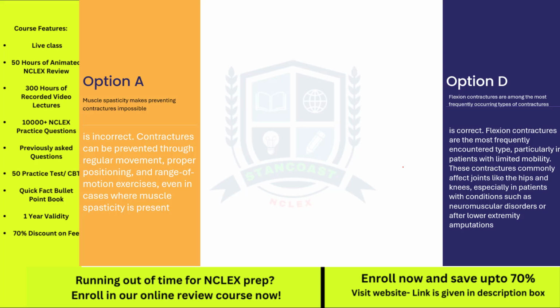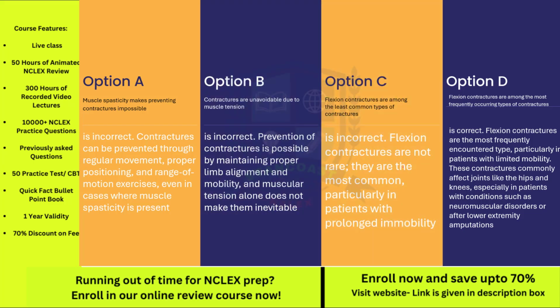B is incorrect. Prevention of contractures is possible by maintaining proper limb alignment and mobility, and muscular tension alone does not make them inevitable. C is incorrect. Flexion contractures are not rare. They are the most common, particularly in patients with prolonged immobility.